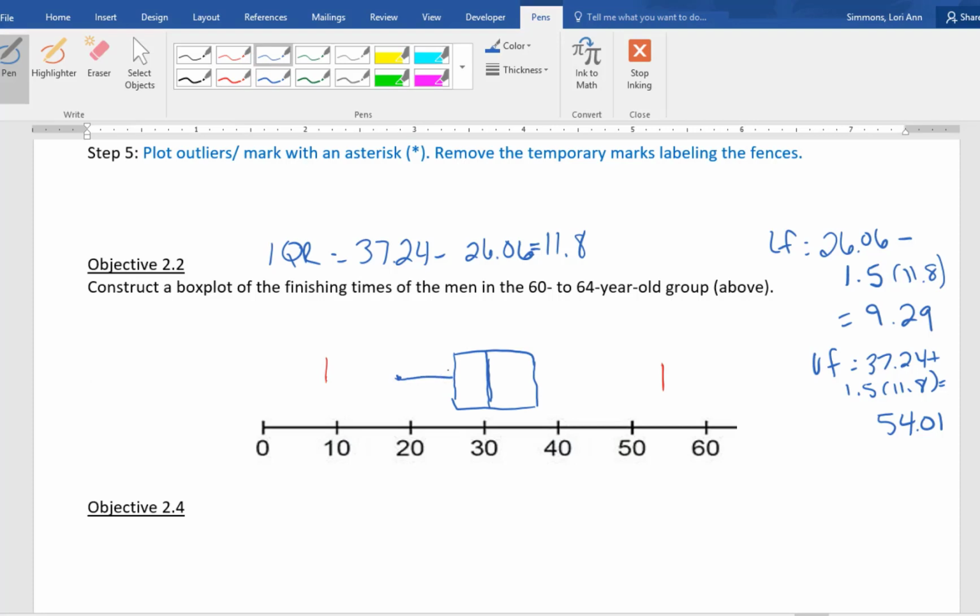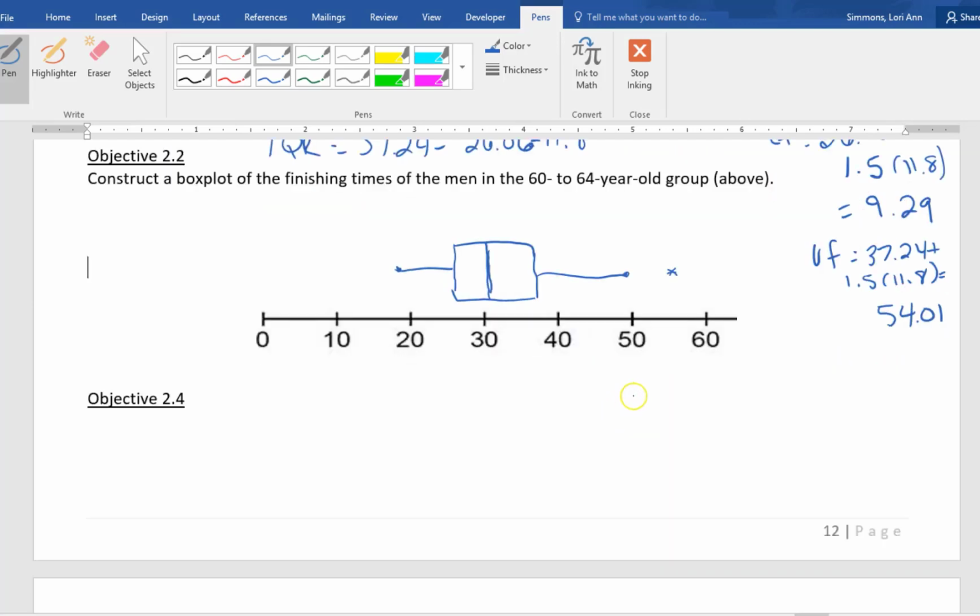The largest data value is 54.63, which is actually higher than this. So we need the next highest value. That's going to be 49.17. So it's going to be right there. The next step is to plot outliers. So this max of 54.63 is an outlier. So that's about there, a little closer to the line, but it's hard to write with this. And it says remove the temporary marks. So now we can remove the red line. So that is a box plot for the finishing times.